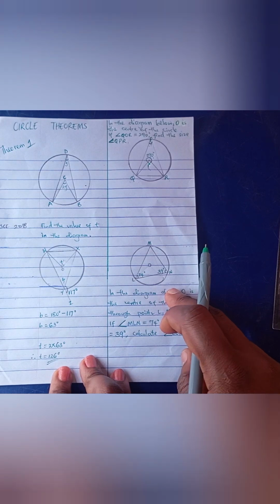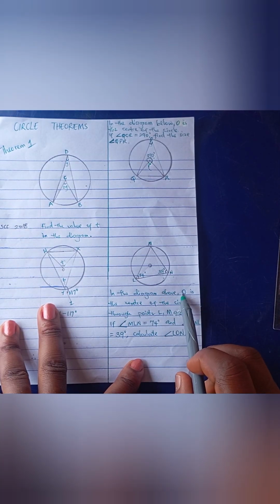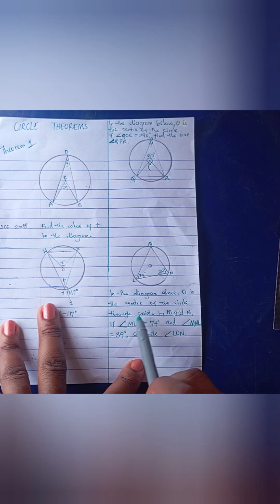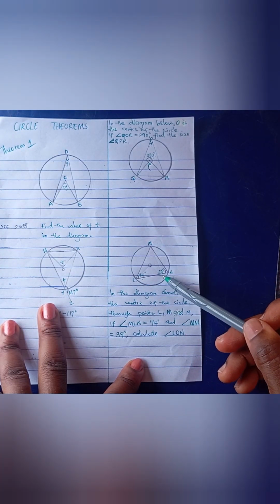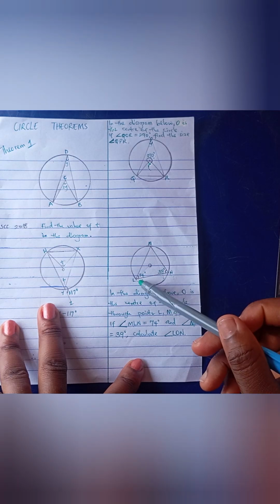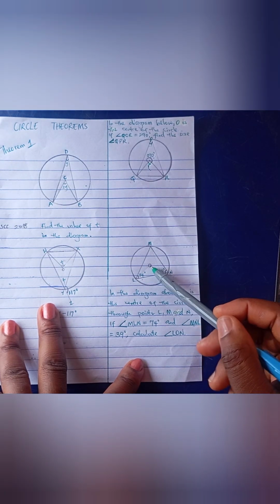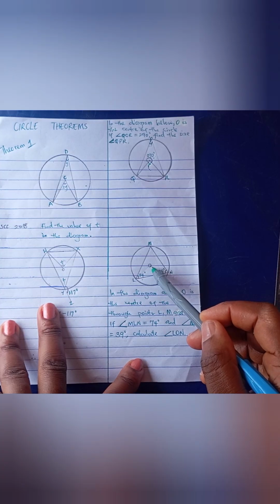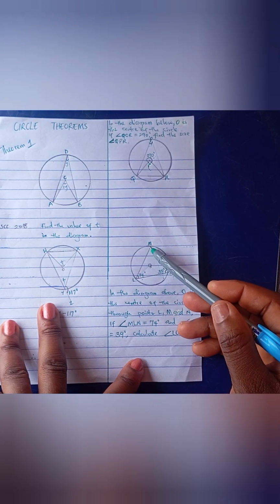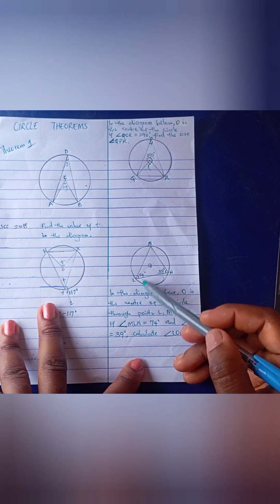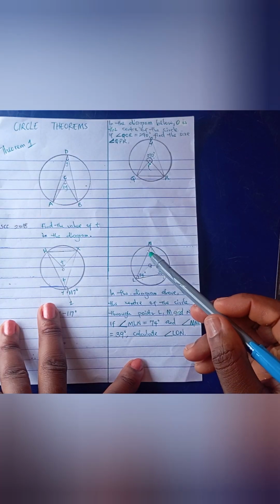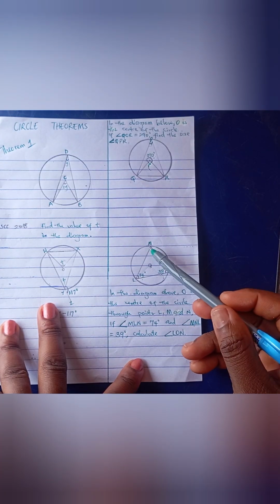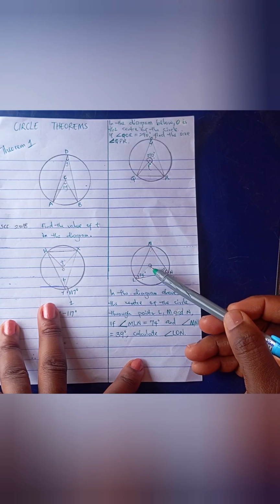Okay, now the second one says, in the diagram above, O is the center of the circle through points L, M, and N. If angle MLN is 74 degrees and angle MNL is 39 degrees, calculate LON. You need to find this. This is what you are expected to find. But before you find this, you should be able to know what this angle is. Remember, this is a full triangle, and angle in a triangle is equal to 180 degrees. So you need to add this plus this. The answer you get, 180 minus, that's your answer. That answer you got here multiplied by 2 will give you your O.